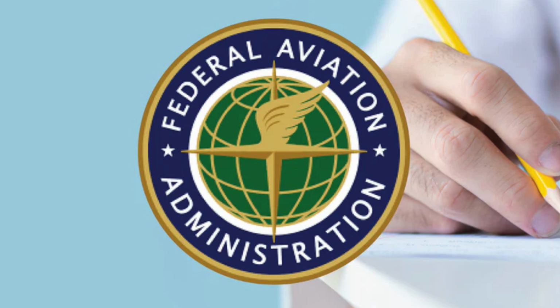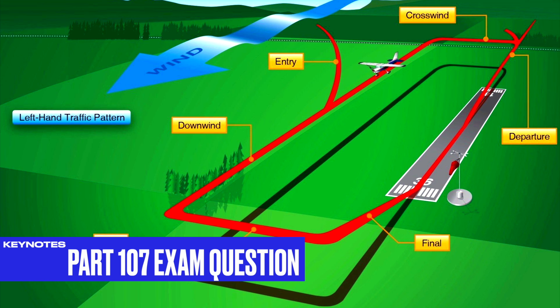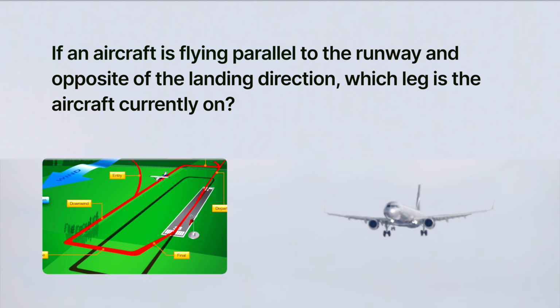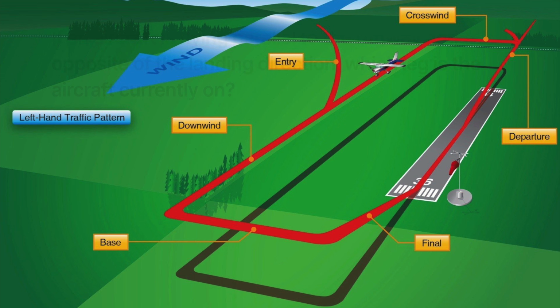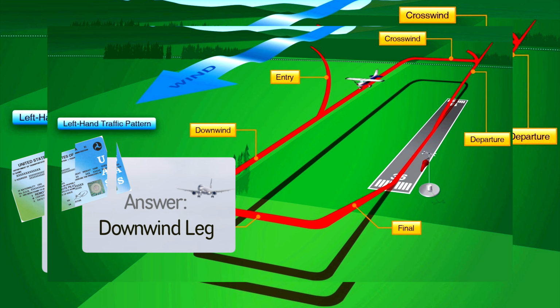Now, in regard to the terminology that you're going to need to understand for the Part 107 exam, here's how a standard pattern works. Now, this is what's called a left-hand traffic pattern. Do you notice at the very top that you see the direction of the wind? And at that same direction, the path is called the downwind leg. And you need to pay attention to this one because it's going to be on the Part 107 exam. Here's the question. If an aircraft is flying parallel to the runway opposite the landing direction, which leg is the aircraft currently on? That is a typical Part 107 question, and the answer is the downwind leg. And I just put you one question away from getting your certificate.